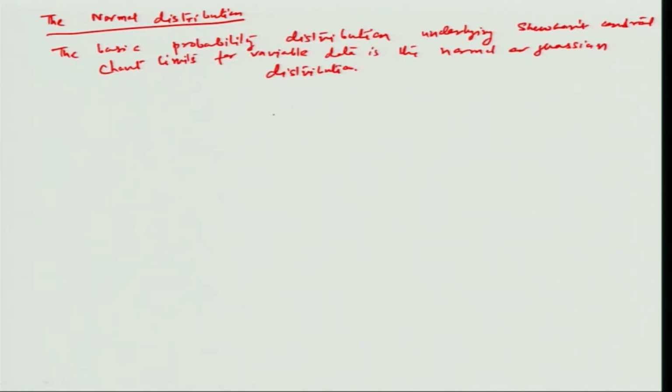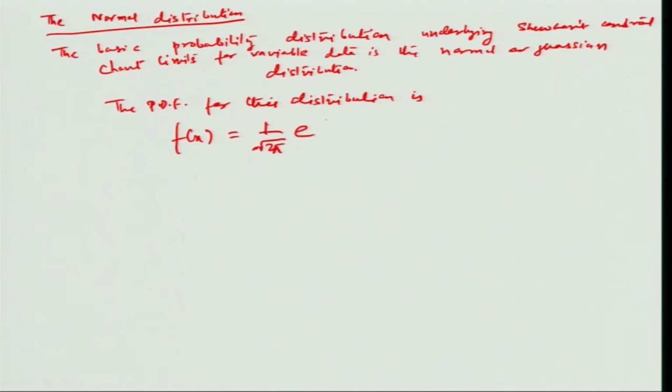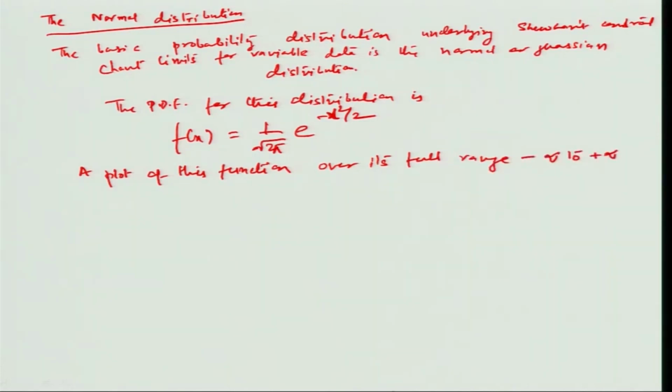The probability density function for this distribution is given by f(x) equal to 1 by root of 2 pi e to the power of minus x square by 2, and a plot of this function over its full range minus infinity to plus infinity produces the famous symmetrical bell shaped distribution curve.